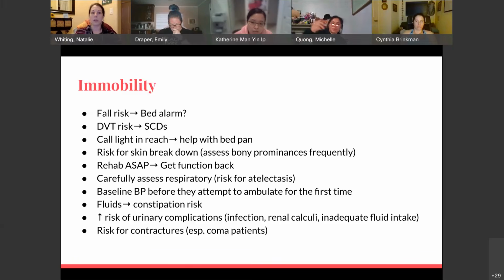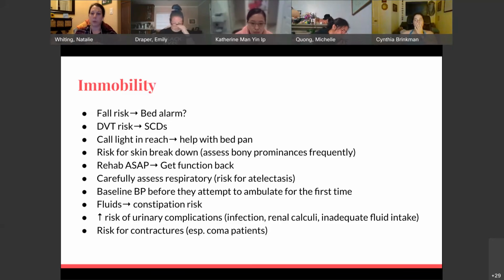You want to make sure that you get them with rehab as soon as possible to start getting their function back. You want to always carefully assess their respiratory function each shift because they are at risk for atelectasis as well. Their baseline blood pressure should be checked before they attempt to ambulate for the first time because they also have a risk of orthostatic hypotension.